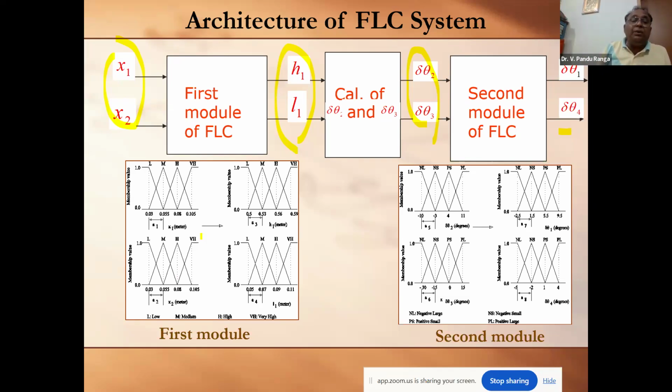Somebody may have some idea about fuzzy logic, otherwise it is a big topic. These are called membership function distributions. In this problem, we are trying to represent this database with the help of triangular membership functions, and each membership function is represented with four linguistic terms. These are L, M, H, VH.